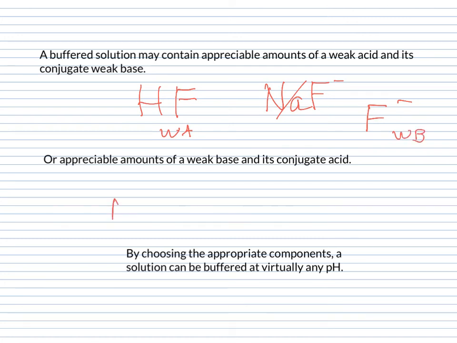Similarly, it might contain a weak base and its conjugate weak acid. So NH3, its conjugate weak acid would be NH4+, which you might see in a compound like ammonium chloride. But again, we don't care about that. It's just the ammonium ion, so a weak base and its conjugate weak acid. By choosing the appropriate components, you can make a solution buffered at almost any pH that you want, and we'll hear about that in other videos.